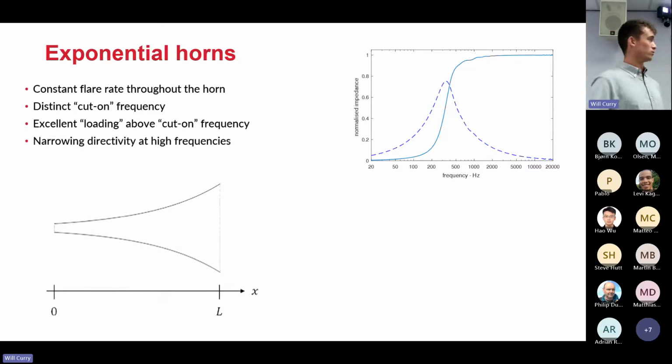However, exponential horns have a narrowing in directivity at high frequencies. So as you move off axis, you find that the high frequency energy massively decreases. And this means if you're trying to cover a large audience, it's not a very good horn to use.